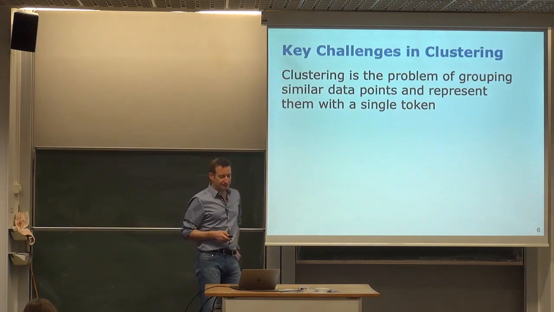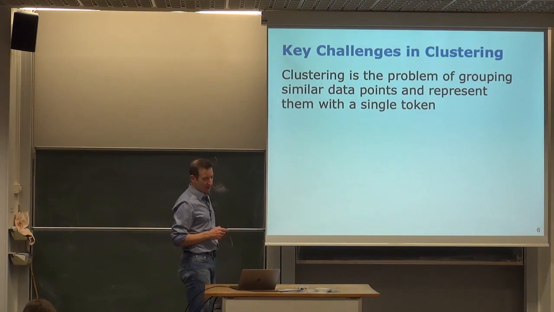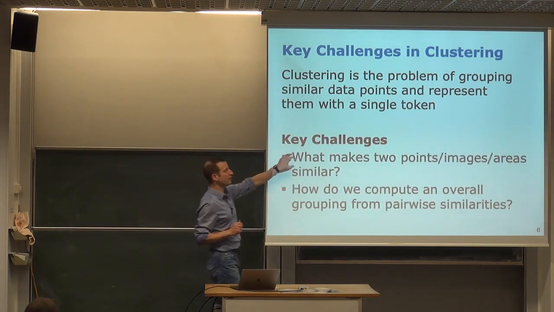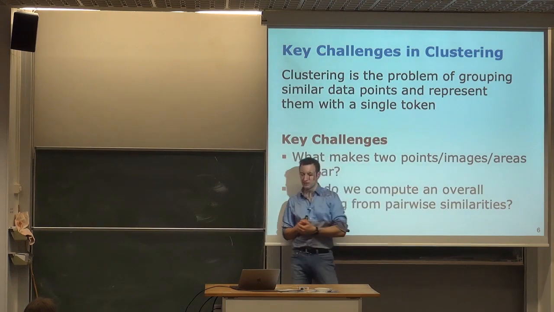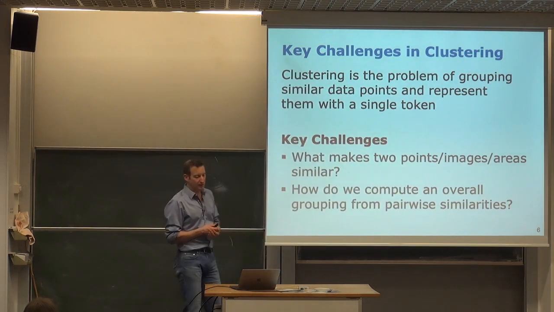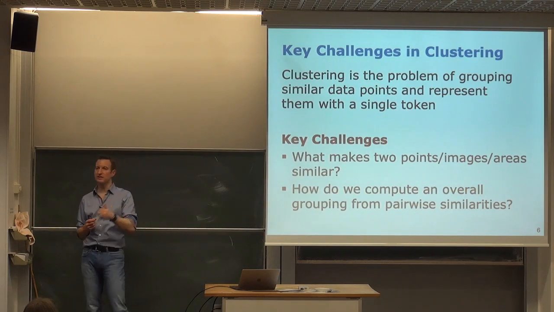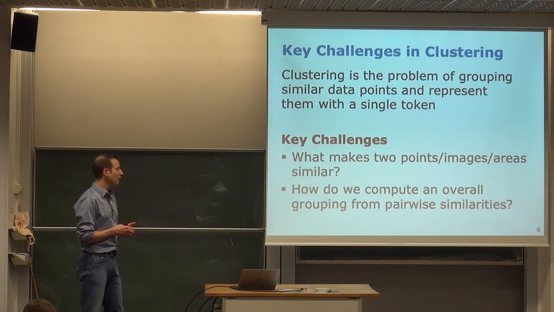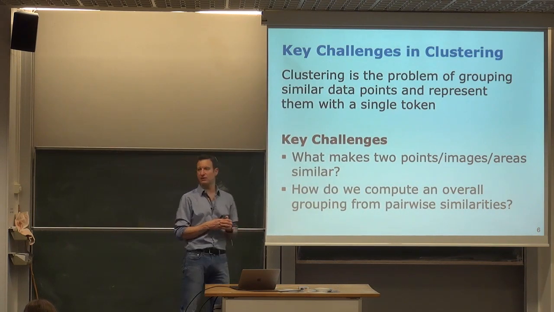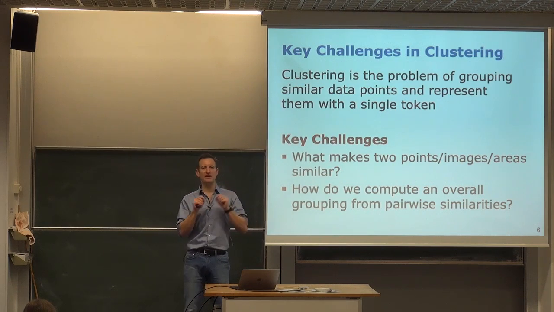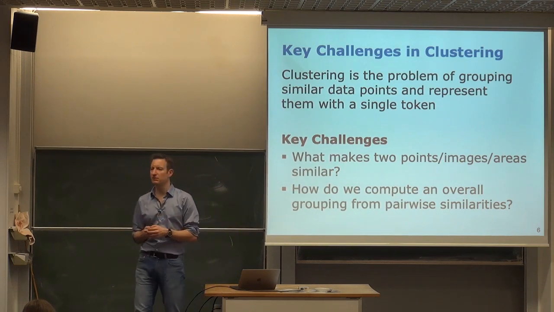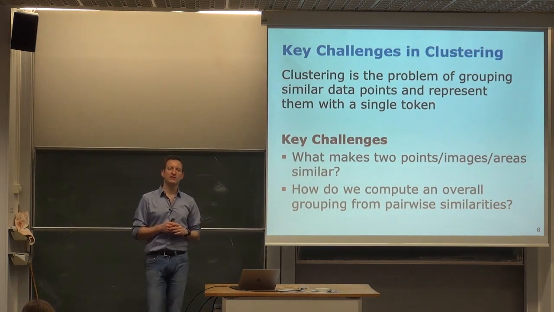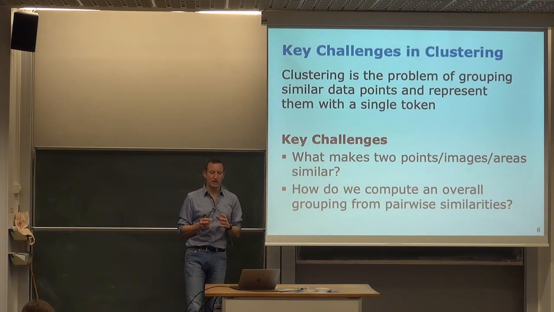Okay, so the key challenge that we have here, if we simplify it even more, is what makes two data points, image regions, areas similar. So this is our similarity function. This is the first thing that we need to specify as a designer. And the second thing which is important is how can we actually group those pairwise similarities. Given we can compute a pairwise similarity between all the data points, that means we have a distance function of every data point to any other data point. It's still a little bit unclear how we would actually group them together.